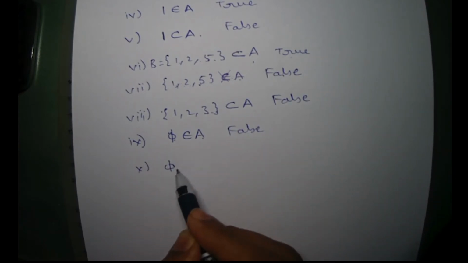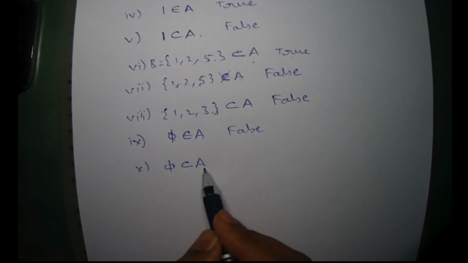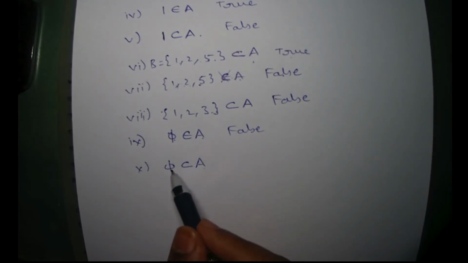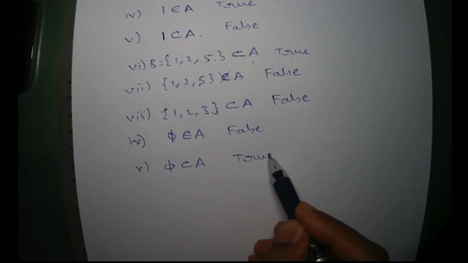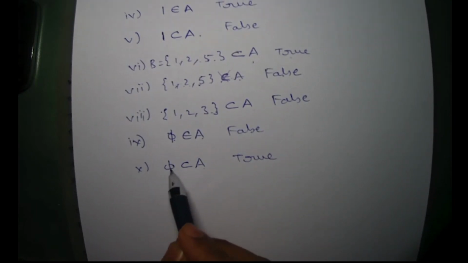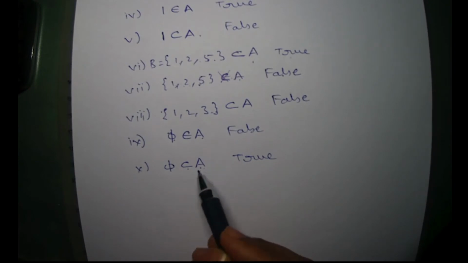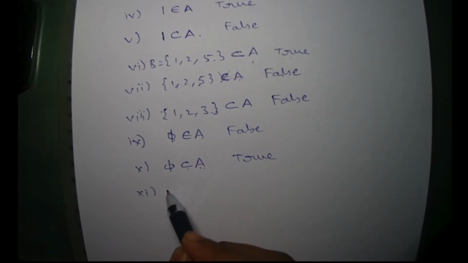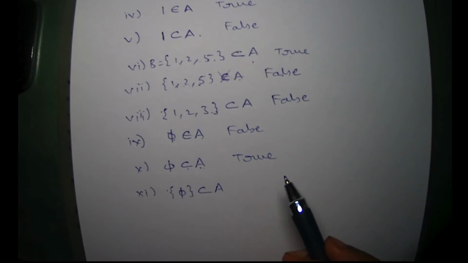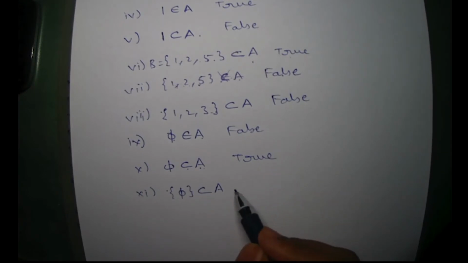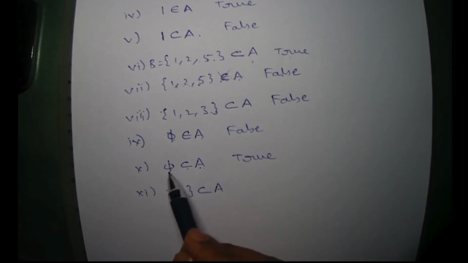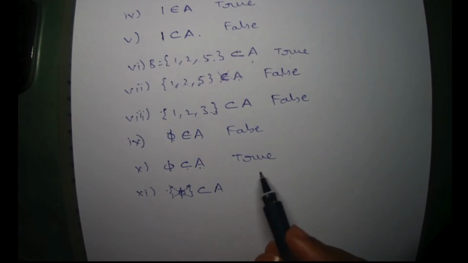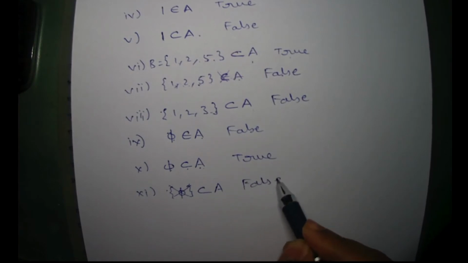The tenth is the null set is a subset of A. We had learned that the null set is a subset of all sets. So this is a true statement, since the null set is a subset of set A. And the last statement, the set with the null set is a subset of A. The null set is already a set. We need not put brackets here, so this representation itself is wrong. So this is a false statement.